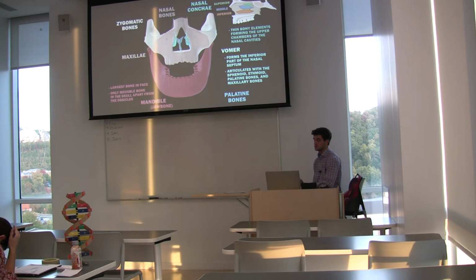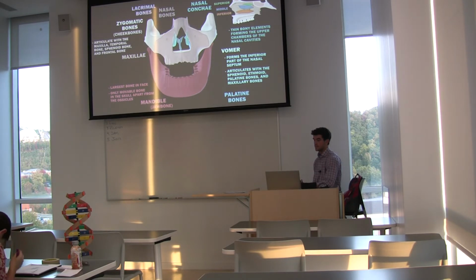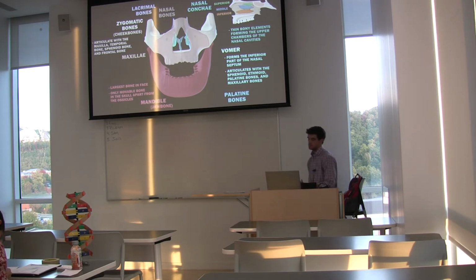The zygomatic bones, or your cheekbones, articulate with the maxilla, temporal bone, sphenoid bone, and frontal bone. The lacrimal bone is a small bone in the front of the medial wall of the orbit.